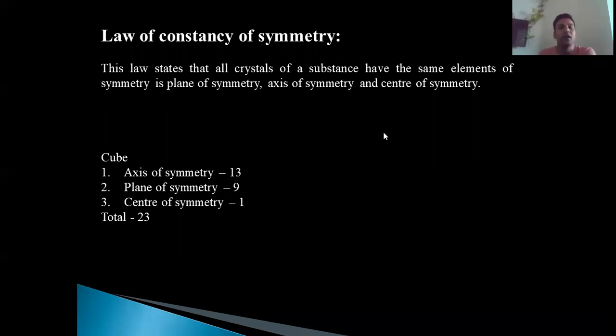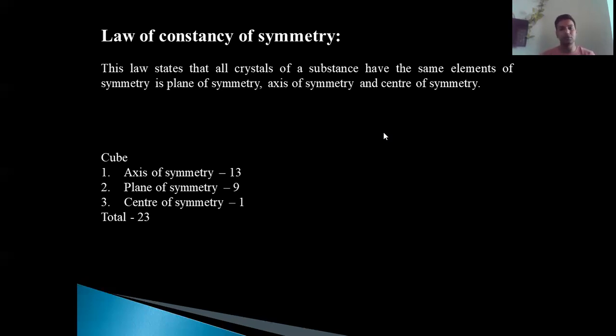at the equidistant. So this law states that for a particular substance, if the elements of symmetry are 23, then it would be the same for all its species. So for example, if you have a small cube, then for the cube you will have a total of 23 elements of symmetry. But if you have a mega cube, then also you will have a similar number of elements of symmetry. So for the particular substance, the symmetry elements will be the same. That is 13, 9, and 1 for a cube. So this is the law of consistency of symmetry.